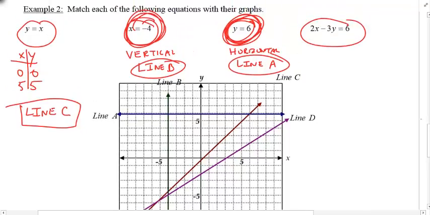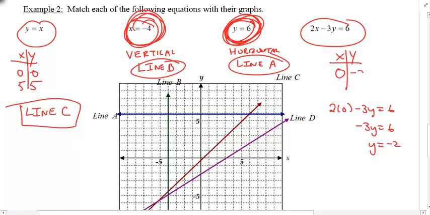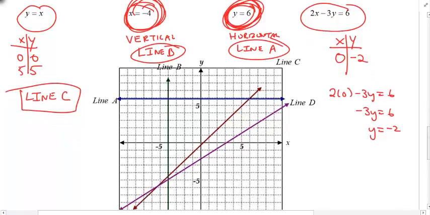But once again, if I want to double check, I'll just quickly plug in or make a table of values. I'll plug in 0. 2 times 0 minus 3y equals 6. Minus 3y equals 6. Divide both sides by -3. I get the y-intercept of 0, -2. And that would be line D. Okay, I guess I can try one more point, but like I said in the previous example, that's the only line going through that y-intercept, so I know this must be true.